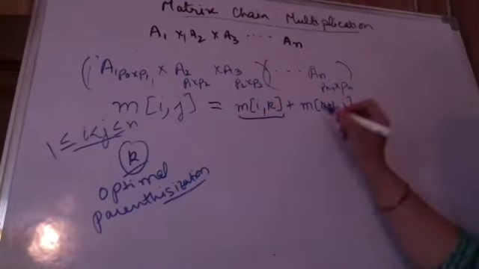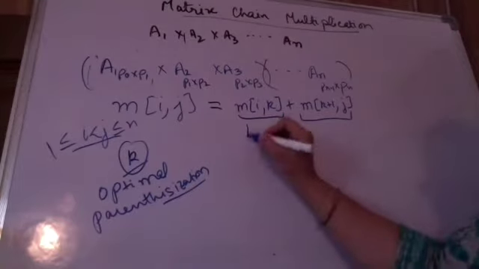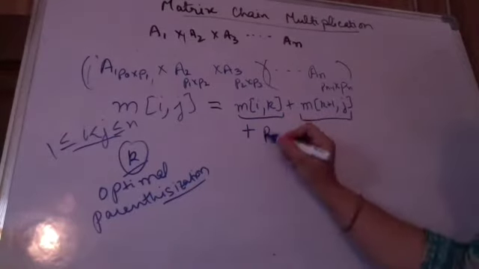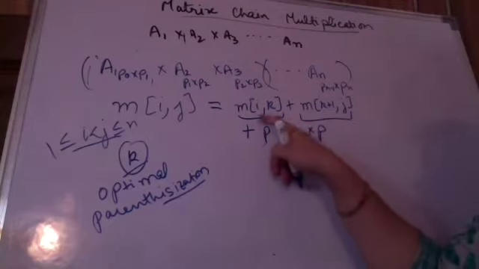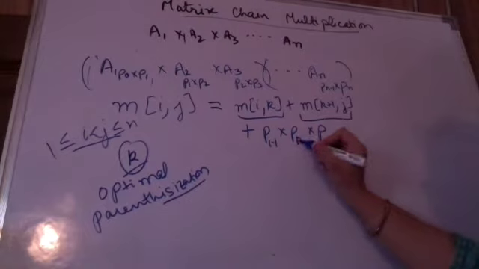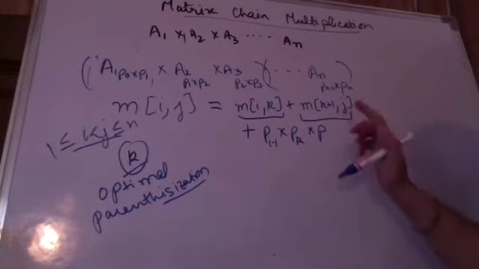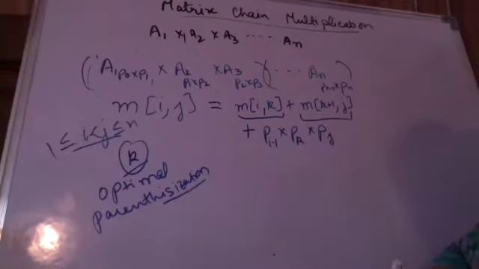The optimal solution for this one, plus the optimal solution for calculating the next product chain, plus the cost of multiplying the two products with each other. Now what is the order of M[i,k]? This is p(i-1) cross p(k). And what is the order of M[k+1,j]? It is p(k) cross p(j). Is it clear to all? Are you all getting this?